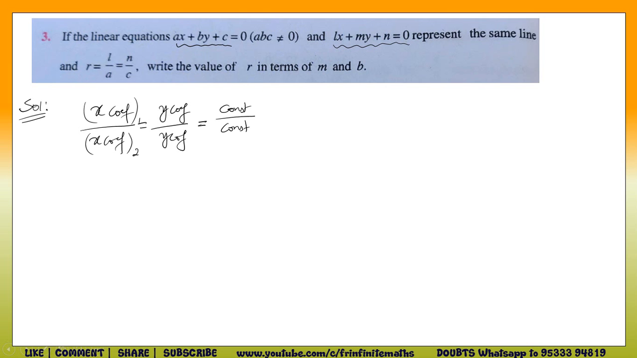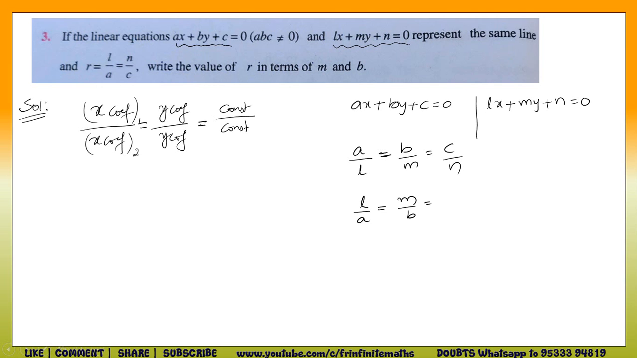Here the line equation is ax plus by plus c is equal to 0, and the other linear equation is lx plus my plus n is equal to 0. Taking the coefficients, a by l is equal to b by m is equal to c by n, since both lines represent the same line. Otherwise I can write it as l by a is equal to m by b is equal to n by c. In the question, what he has given is l by a is equal to n by c is equal to some r. Then what is there in the place of r? I can write r is equal to m by b. So this is my answer. Right. Next, moving on to the fourth question.